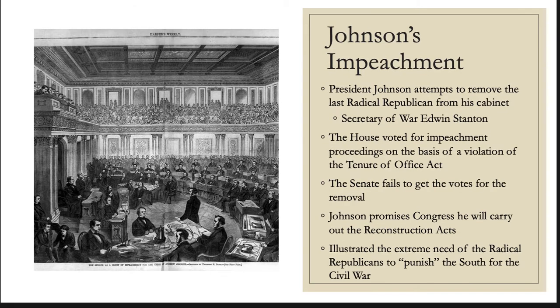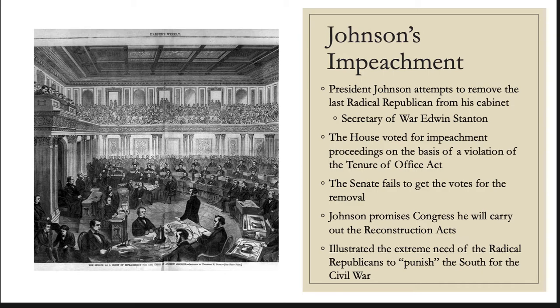And it works. Johnson attempted to remove the last radical Republican from his cabinet. This was the Secretary of War, Edwin Stanton. Johnson didn't want to be surrounded by radical Republicans. He didn't agree with them. He wanted to get some more moderate people in there so that they could work with the South instead of against the South in Reconstruction. But when Johnson tries to remove this last cabinet member, remember cabinet members are nominated by the president, approved by the Senate, he violates the Tenure of Office Act.